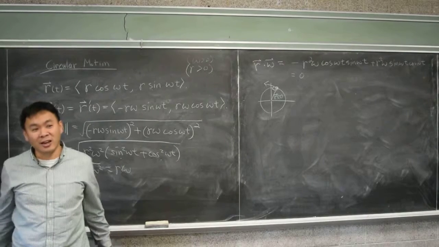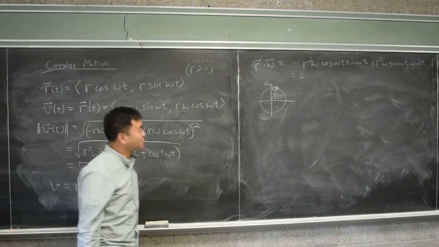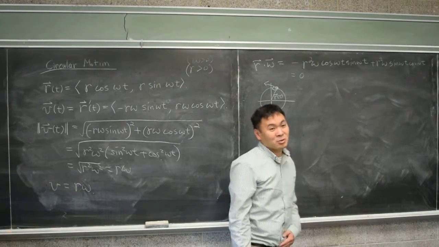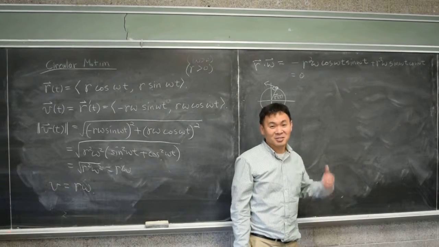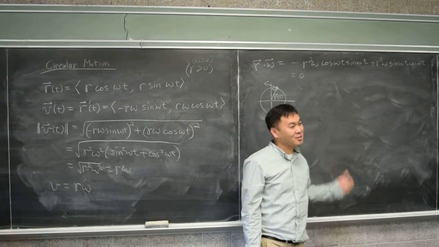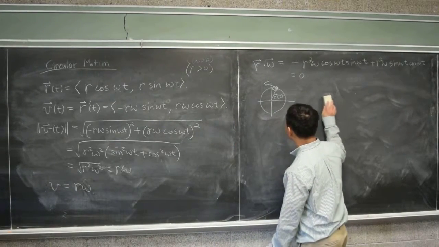Or you could say, if you didn't know this fact, you can say that the tangent line of a circle is always perpendicular to its radius. That's something that you learned in high school, right? And here's a calculus proof of that fact. Okay? So you can think of it that way, right? Okay.